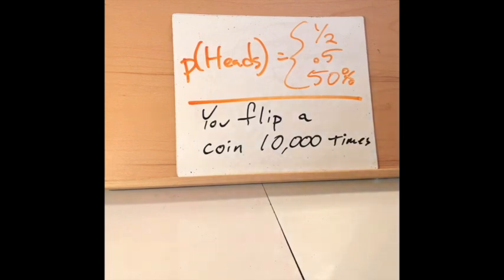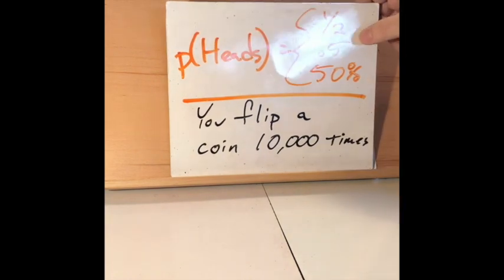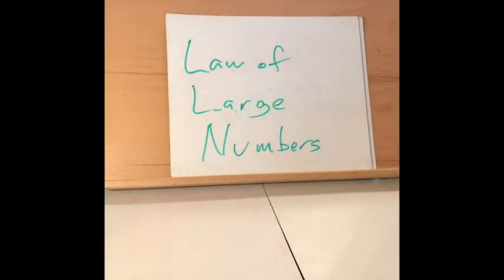Mind you, 4,500 out of 10,000 would be 0.45, which is really close to 50%. 5,500 out of 10,000 would be 0.55. Again, pretty close to half, pretty close to 0.5. Now, there's a rule that says when you do things 10,000 times, your probability is going to be a better predictor. I wonder how long they took to come up with this crazy name. That is called the law of large numbers.